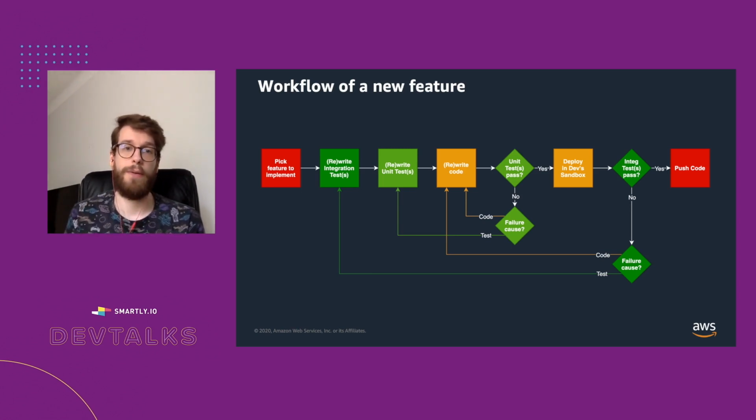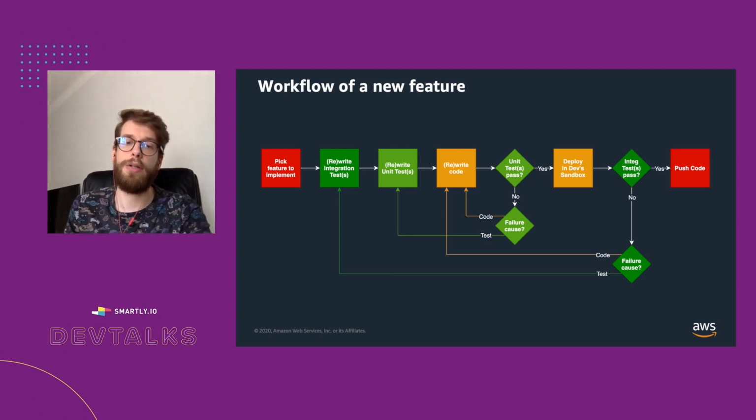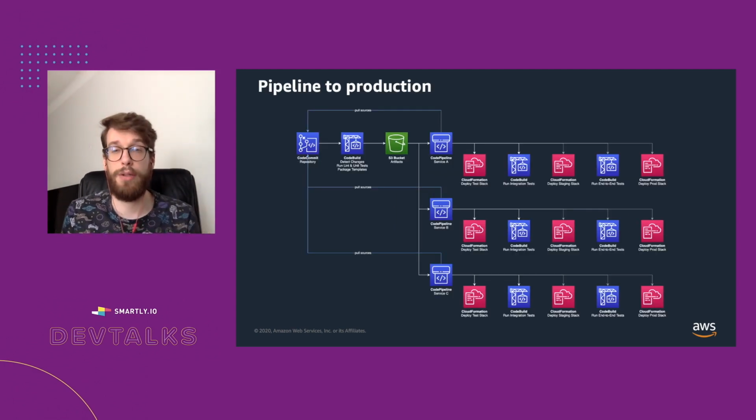And so you go through that flow until everything is green, and then when it passes, you can push the code, create a pull request, and then you have the classic process until it gets merged into master. And once it gets merged into master, here's kind of the pipeline to production.